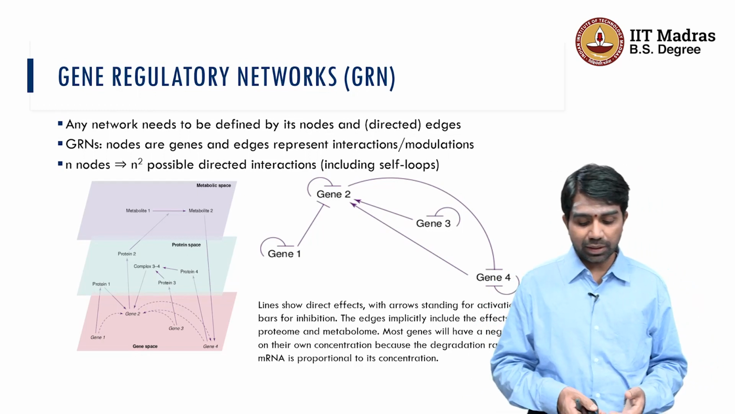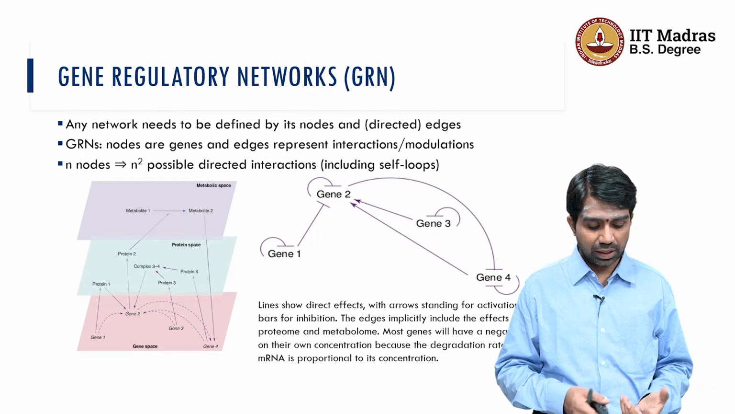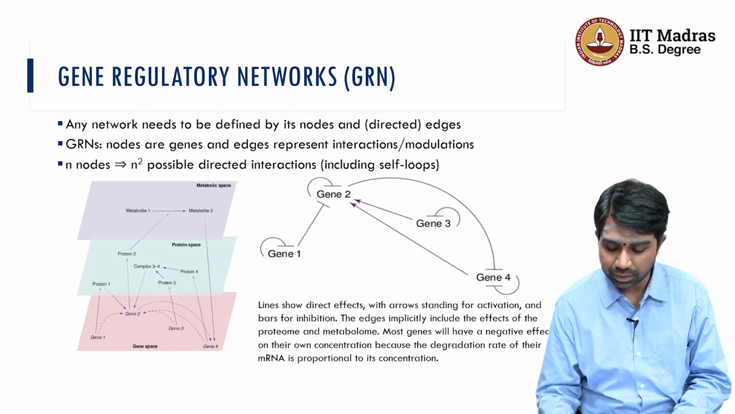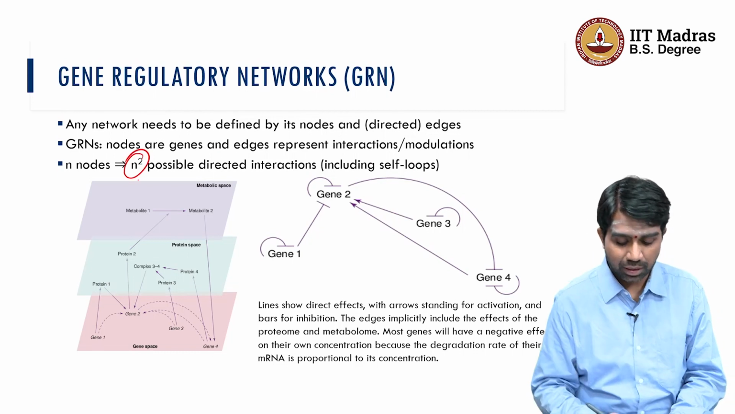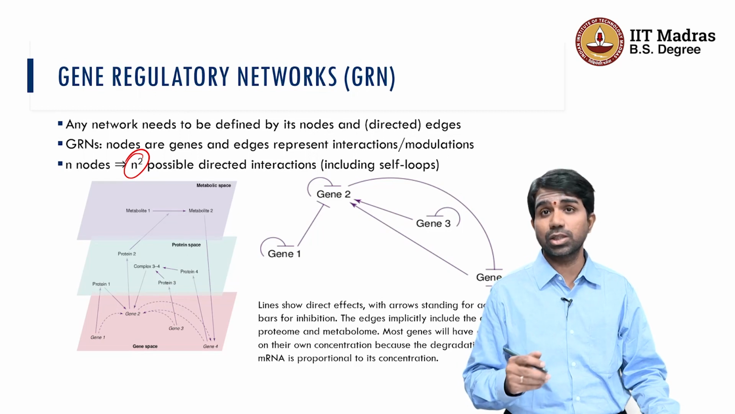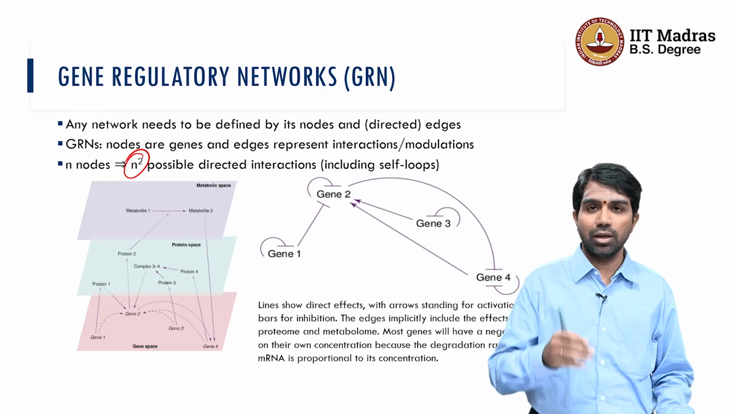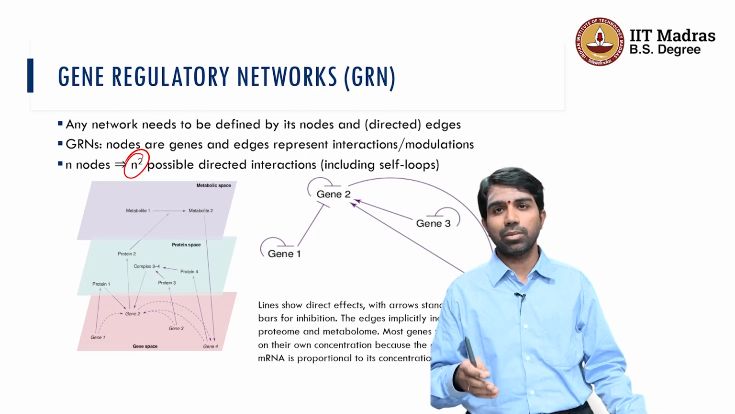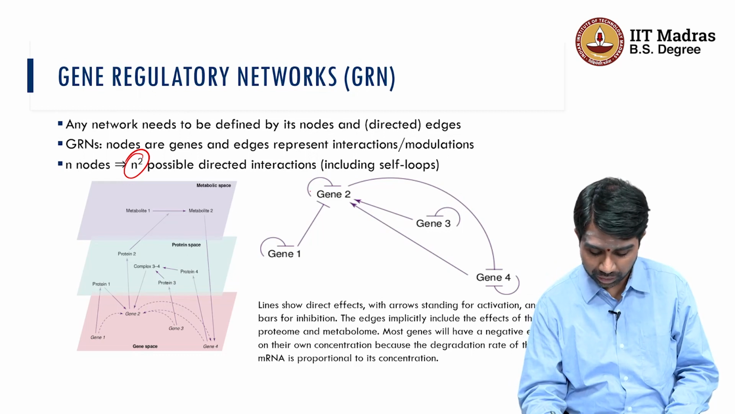So what are these gene regulatory networks? Any network needs to be defined by its nodes and edges. In a gene regulatory network, the nodes are genes and the edges represent interactions or modulations. You have even self loops here, so you have n squared possible directed interactions, not just n squared minus n that we typically have. The diagonal is usually left out in the adjacency matrix. If you recall, the diagonal is all zeros and you only have off-diagonal entries, so it's n into n minus 1, or n squared minus n. But here you actually have n squared possible interactions because you also have self loops.